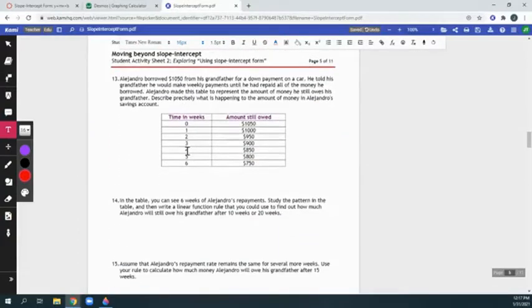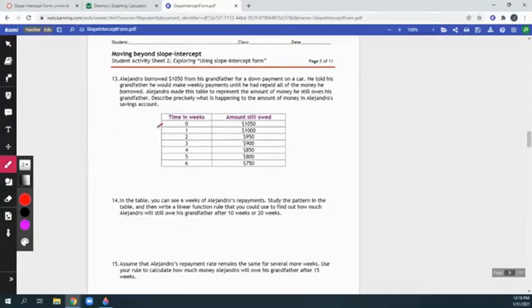Okay, we are halfway through. Okay, Alejandro borrowed money from his grandfather for a down payment on a car. He told his grandfather he would make weekly payments until he repaid all of the money he borrowed. That's nice. Alejandro made this table to represent the amount of money he still owes to his grandfather. Describe precisely what is happening to the amount of money in his savings account. Well, let's see. Every week he clearly pays some money, right? That's interesting why they're calling this a savings account. But that's okay. We're just going to ignore that. I think that it's actually a typo.